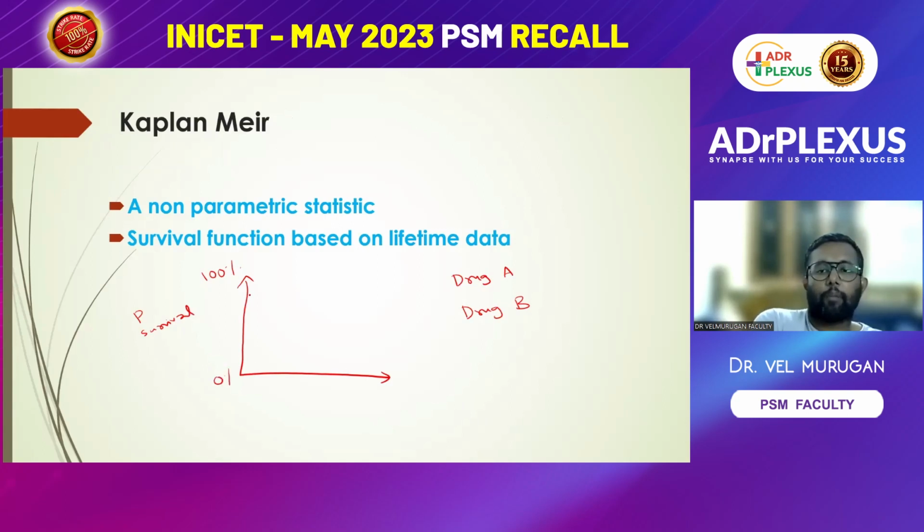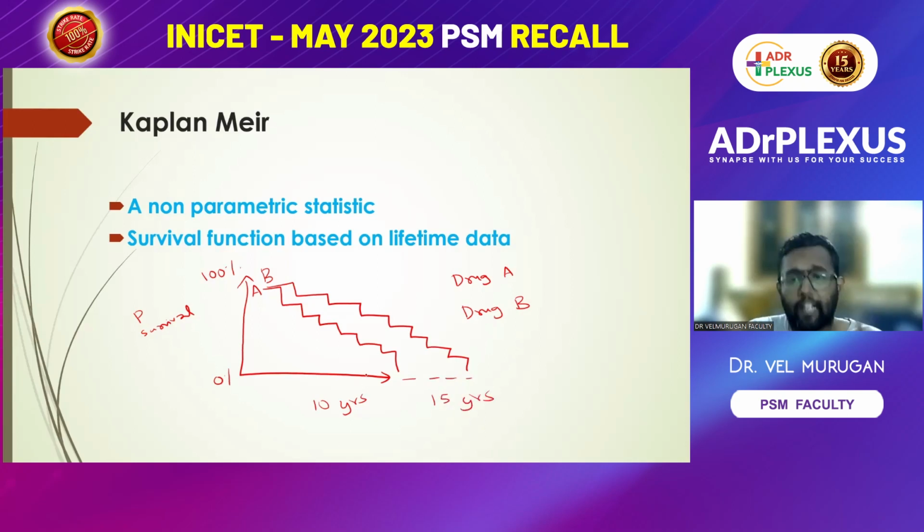So we are following up the patients with drug A. Their chance of survival decreases and it comes to 0% around 10 years. Now they are introducing a new drug B. It is starting in the same place, but the chance of survival is increased. The patients can even live up to 15 years.